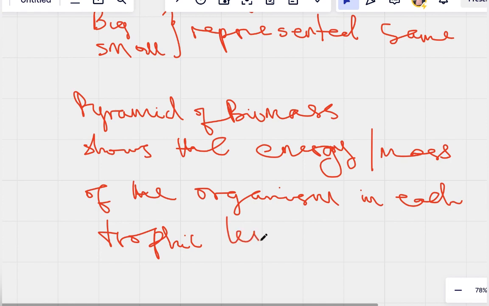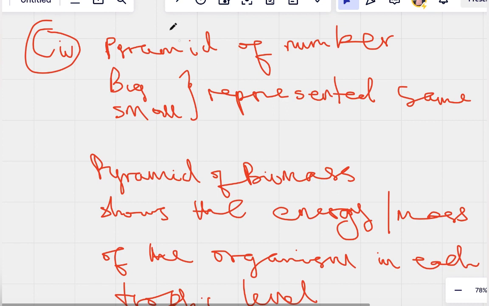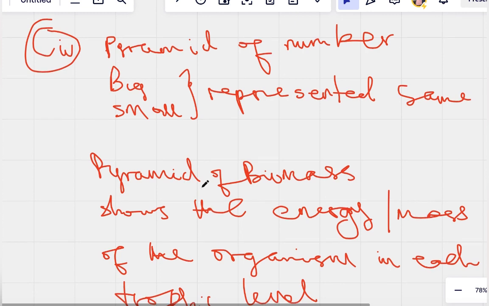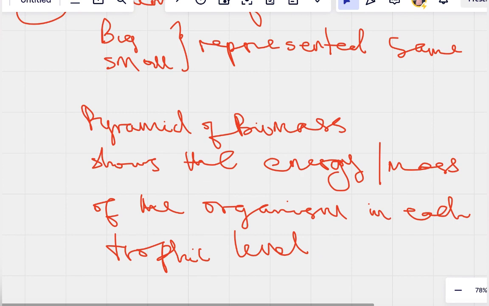So these are 2 points. We explained that in a pyramid of numbers, both the big organism and the small organism are represented in the same way with the same block. But in a pyramid of biomass, the blocks are drawn based on the amount of energy they contribute to the pyramid, so we get our marks.